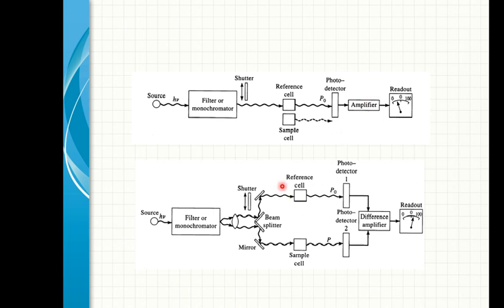And here is a double beam instrument: without having to take the reference sample out and put the sample in, here are two cells, one for the reference sample and one for the sample material. This is the reference standard and this is the sample, and one is subtracted from the other to produce the concentration of the sample.